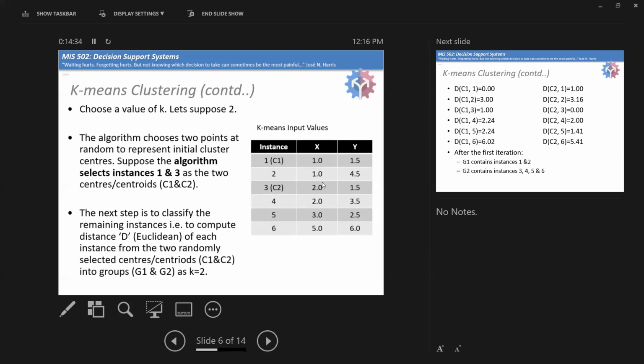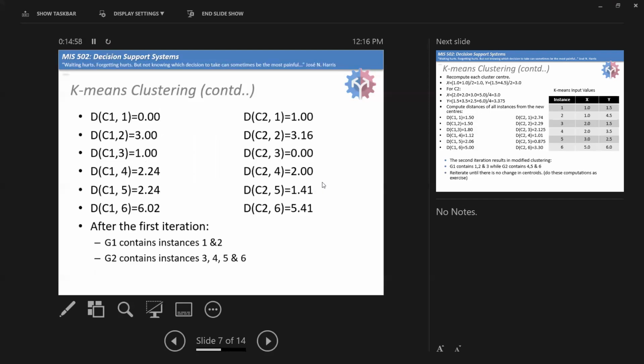Can you use your calculators to find me the answer for that? So it will be what? 2 minus 3, squared, which is 1, and then 1.5 minus 2.5, which is 1. So 1 plus 1, 2. Square root of 2 is 1.41. That's what you're looking at, right? So you compute all the distances. Now comes the next step. Once we have all the distances, all we have to do is very simple.